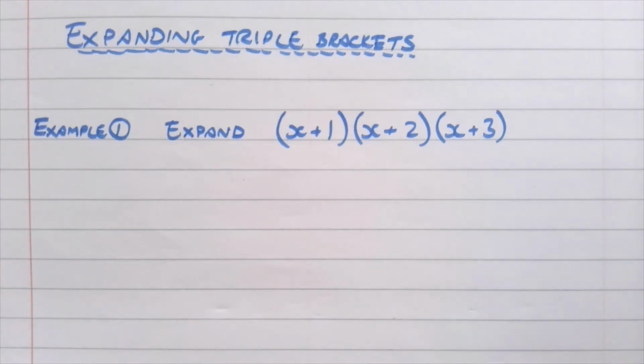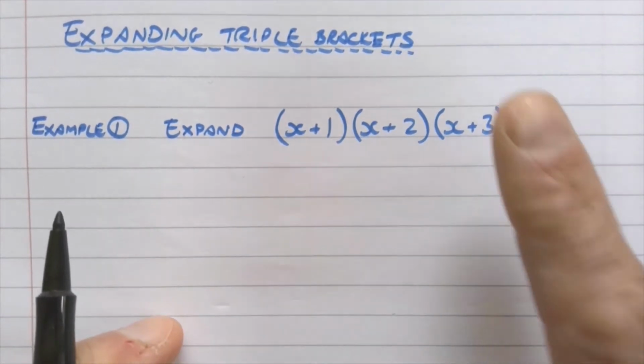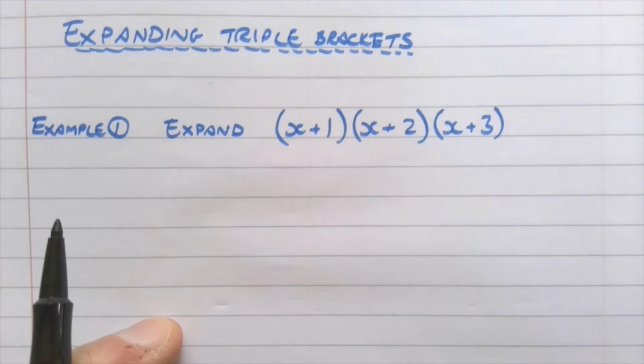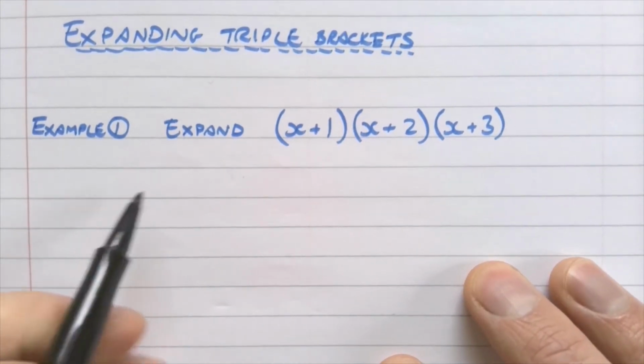We're going to be doing expanding triple brackets today. So here's example 1 then. You know the way I like to expand brackets, so we need some boxes, don't we? What we're going to do is do this in 2 parts. We're going to do the first 2 brackets and then get the result and multiply it by the 3rd bracket. Okay, so first 2 brackets, here we go.